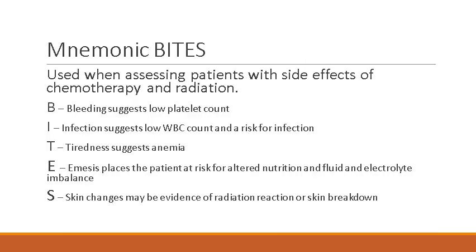There's a mnemonic called BITES that can be used when assessing patients with side effects of chemotherapy and radiation. The B stands for bleeding because they have low platelets. The I stands for infection, suggesting low white blood cell counts. The T stands for tiredness because they could be anemic. The E stands for emesis, and they are at risk for altered nutrition and fluid and electrolyte imbalance. And the S stands for skin changes, maybe evidence of radiation reactions or skin breakdown. So if that helps you remember some of the side effects, that's an acronym that can be used.